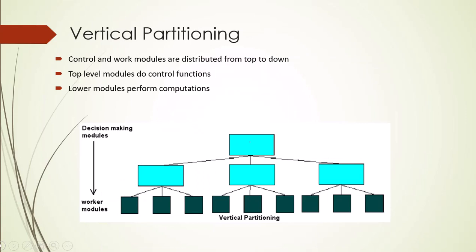Another concept is vertical partitioning. Control and work modules are distributed from top to down. Rather than going into the expansion, we go into the depth of the application. Top level modules do control functions, lower modules do computation. So we go into the depth of the subsystem or component so that the programming statement is reached, and how the program is designed, how the program does the computation, what type of procedures are required, what type of sequence is needed. So that is all about the vertical partitioning.